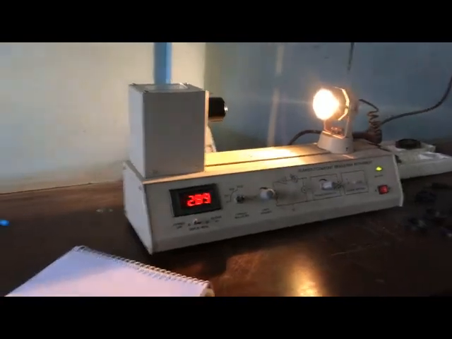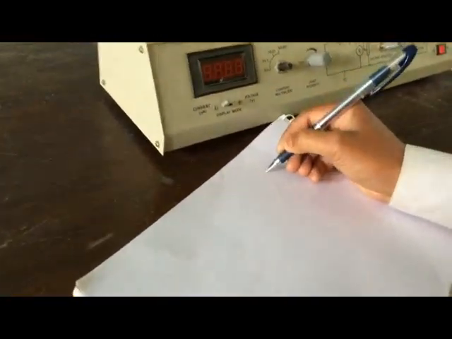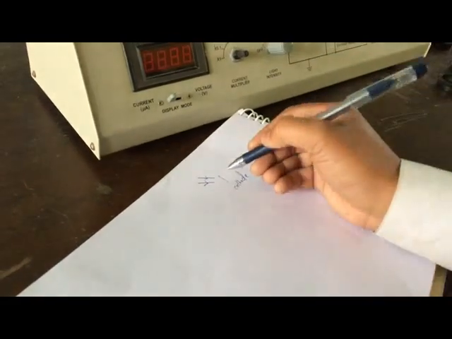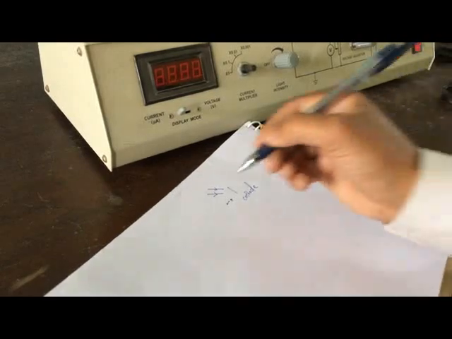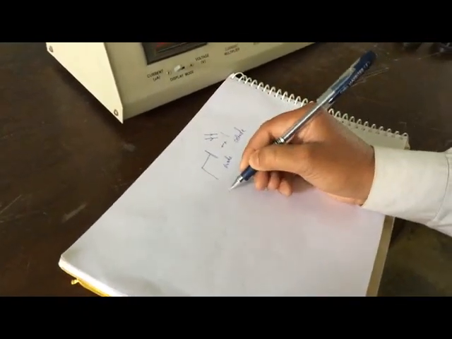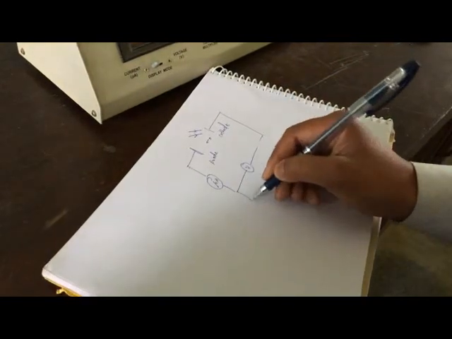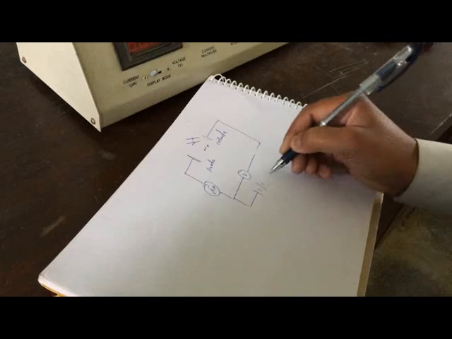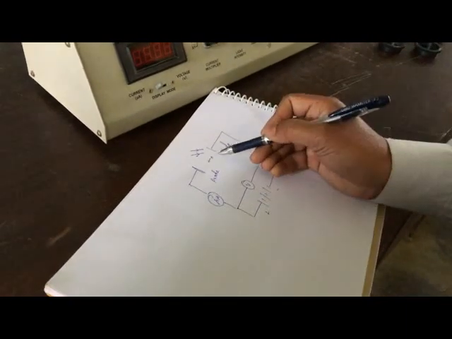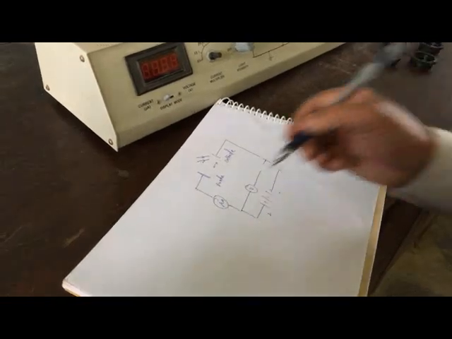First of all, I have to do the theory. In this circuit, when the light is incident on this cathode, the photoelectric effect occurs and photoelectrons will be emitted. These photoelectrons will be collected at this anode, which is connected with a microammeter and the voltage source. Here we apply a voltage with positive and negative terminals. The anode is positive, so the electrons will be attracted towards the anode, and a current is set up. This current is nothing but the photocurrent.